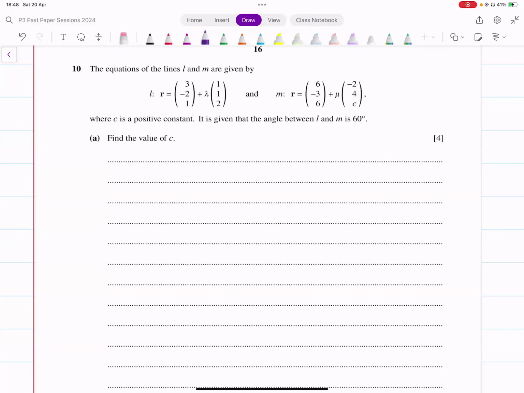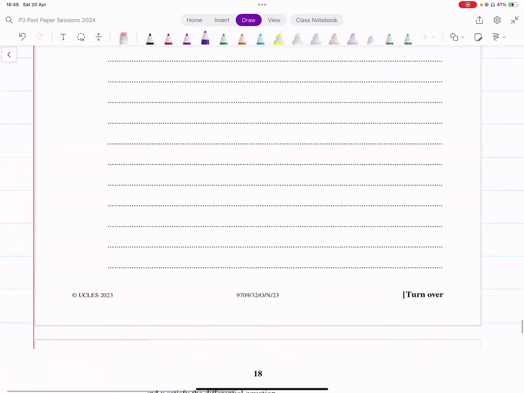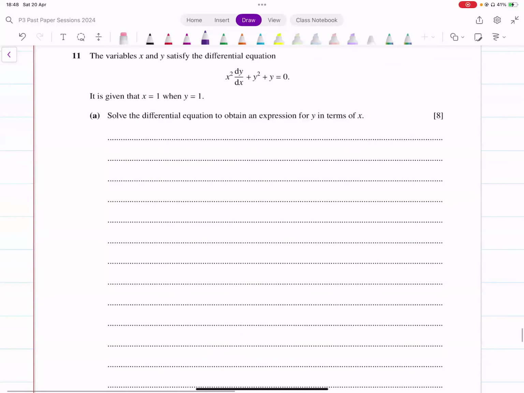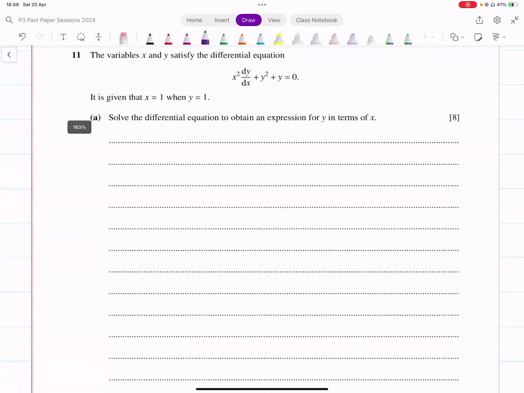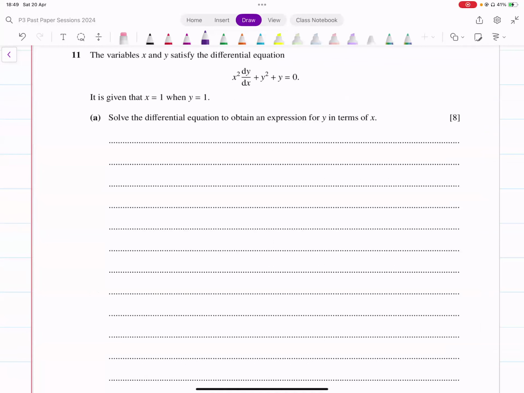Okay, let's use that. Question number 11. Let's have a look at this now. Okay, so again, we have integration, the differential equation. Solve this differential equation to obtain an expression for y in terms of x. Now, how do you do that? First of all, you have to separate the variables. How do you separate these variables?